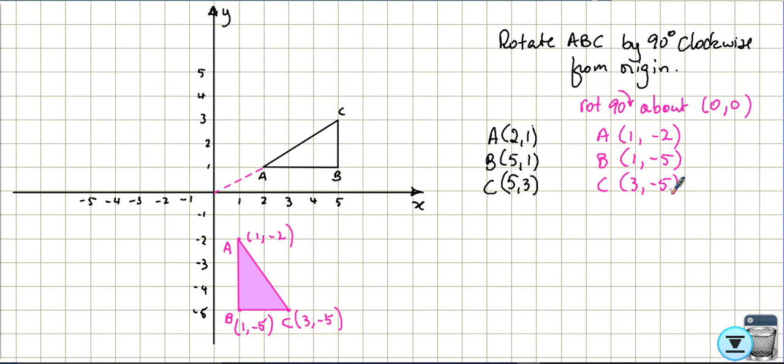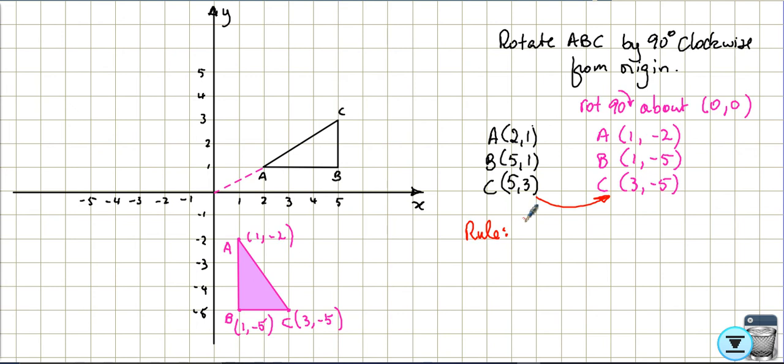So what would we notice when we try to move from here to here? Because that is the rule. So 2, 1 became 1, minus 2. 5, 1 became 1, minus 5. And 5, 3 became 3, minus 5. As we can see, the x and y coordinates have been swapped. What was x became y. What was y became x. So the x and y coordinates are swapped. And also, the sign of the y coordinate has been changed.